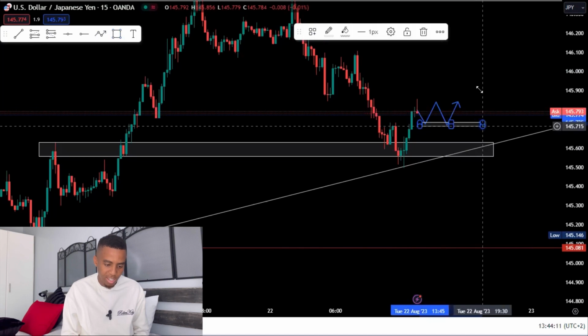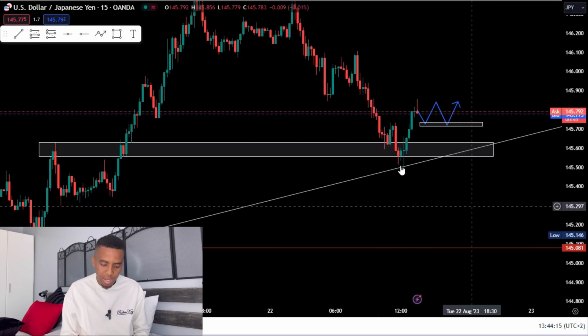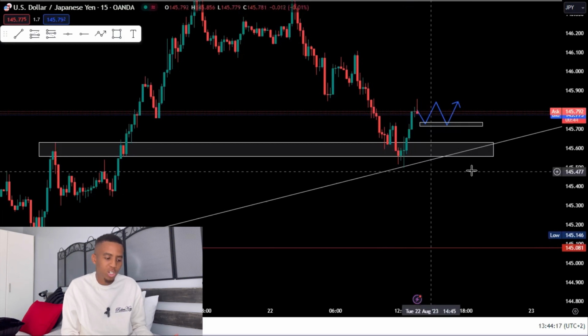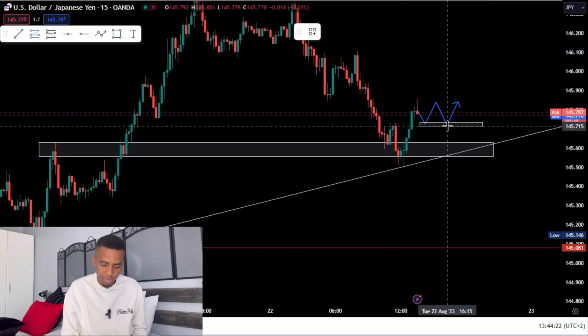because my stop loss needs to be tight. I can't have a stop loss coming back to here. And if my stop loss goes beyond this line, then that's good enough for me.